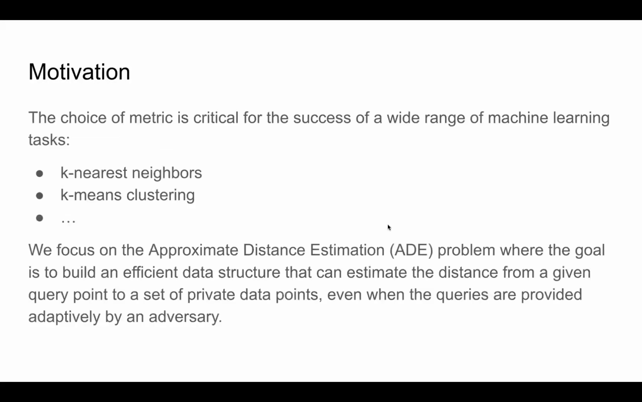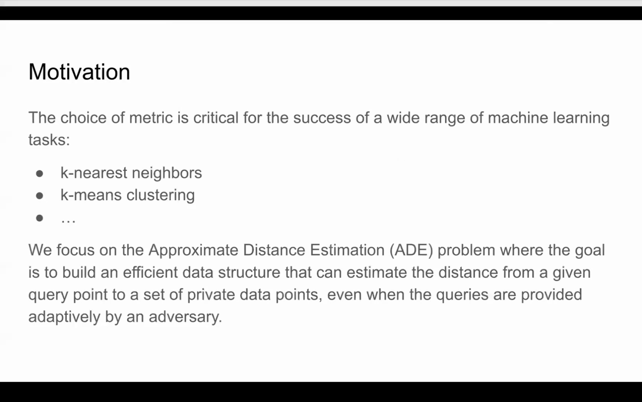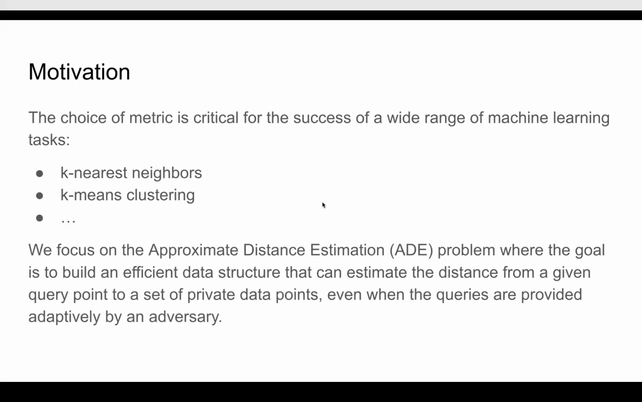For the motivation of our paper, nowadays, the choice of distance metric is very crucial for the success of a wide range of machine learning tasks, for example, k-nearest neighbors and k-means clustering. In this paper, we focus on the approximate distance estimation problem, where the goal is to build an efficient data structure that can estimate the distance from a given query point to a set of private data points, even when the queries are provided adaptively by an adversary.